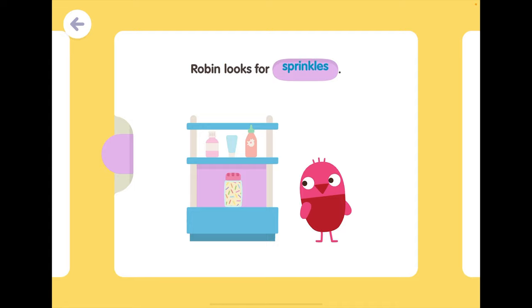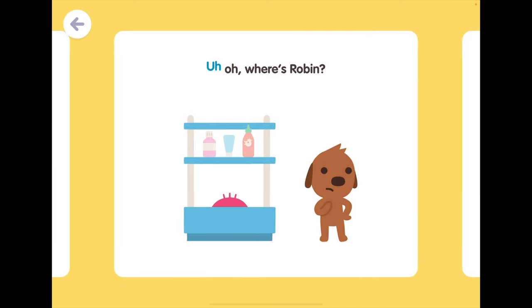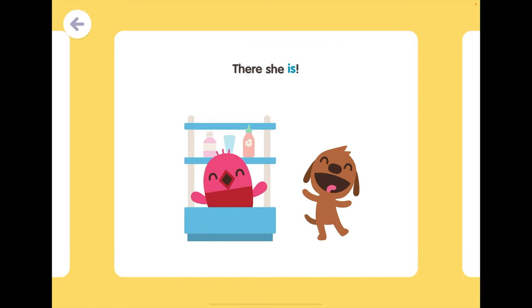Robin looks for sprinkles. Robin looks for marshmallows. Robin looks for bird seed. Robin the bird looks for bird seed. Uh-oh, where's Robin? Probably eating the bird seed. There she is!